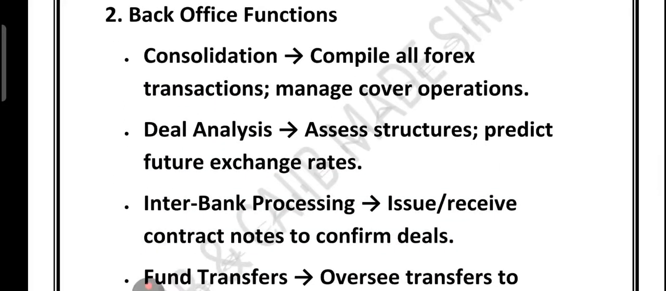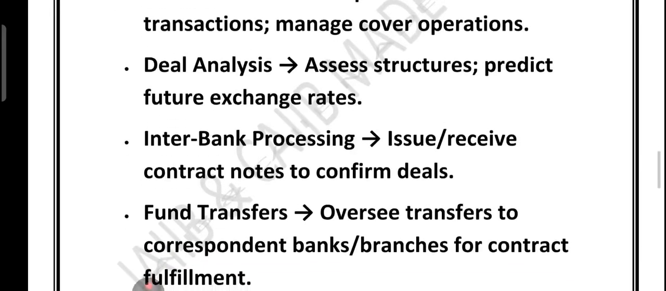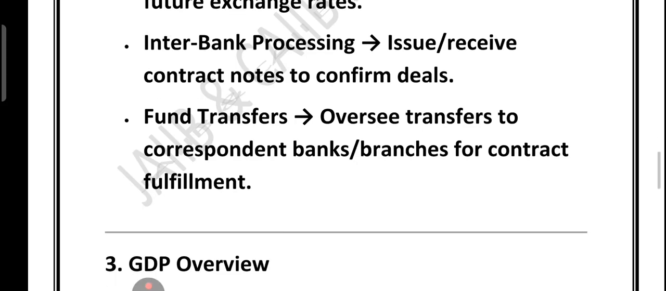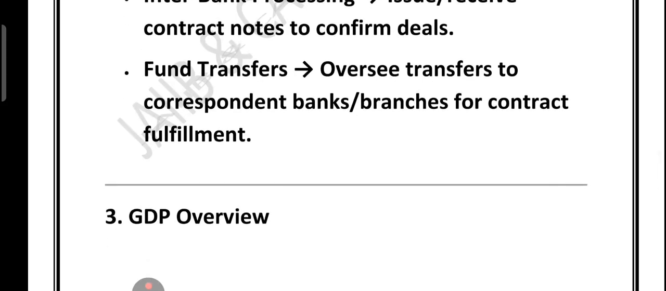If you look at the back office function, we have consolidation. You compile all the forex transactions and manage cover operation. Deal analysis, which means assess the deal and predict future exchange rate. One more point is interbank processing, which means issuing or receiving contract notes to confirm the transaction. Fund transfer means they monitor the transfer into the branches or correspondent bank for contract fulfillment.